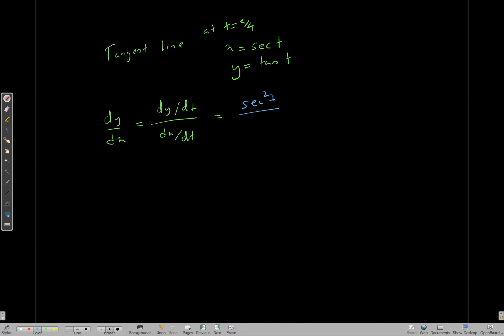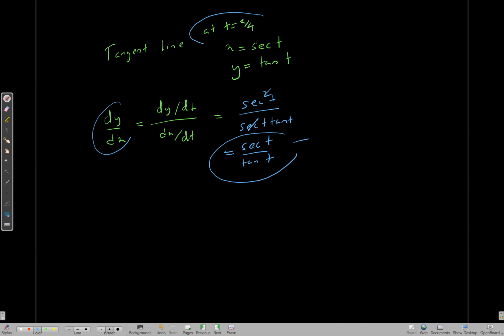t divided by the derivative of secant. The derivative of secant is secant tangent, so secant t tangent t, and one secant will cancel, so you get secant t over tangent t. That's dy by dx. So that is the slope, because it is dy by dx.